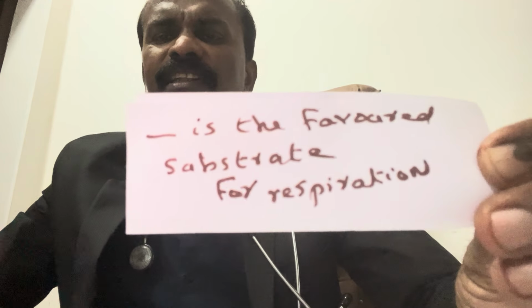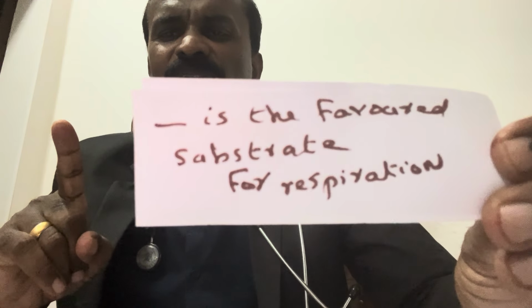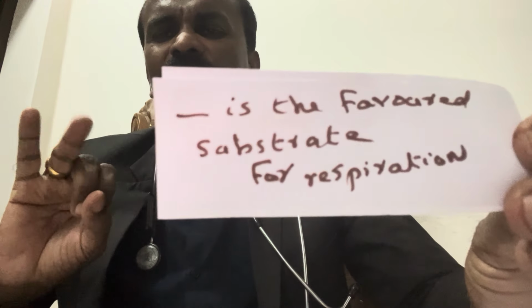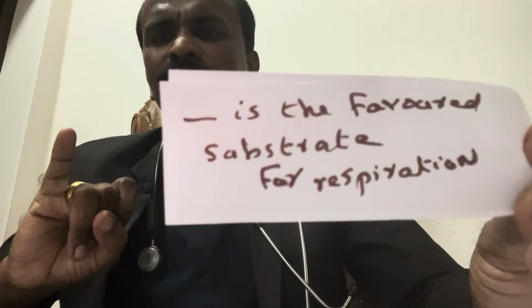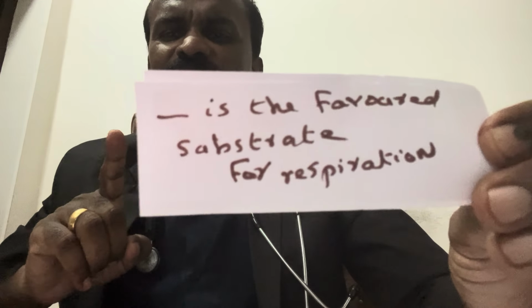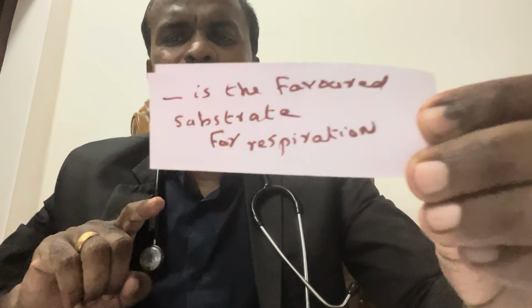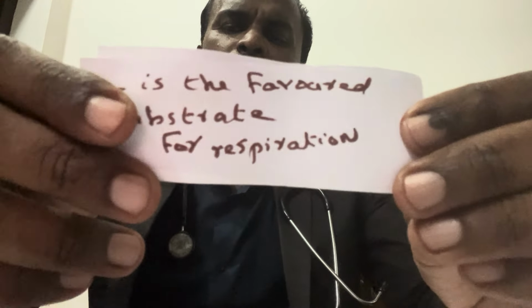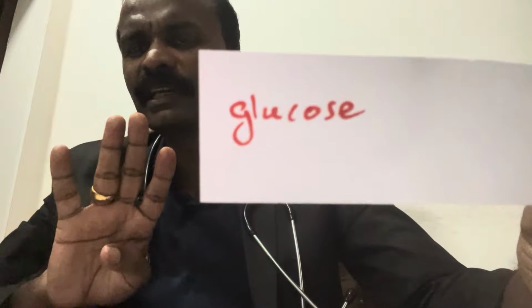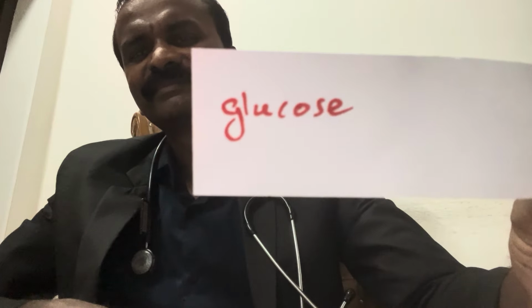Dash is the favored substrate for respiration. Same words they have given in the textbook. I'll give you four choices: glucose, carbon dioxide, oxygen and temperature. What is the answer? Dash is the favored substrate for respiration. Glucose. See, when they give four choices, these are the rank deciding MCQs. Everything will look like the same answer. Don't forget glucose. Even if you forget glucose, don't forget the question for glucose.